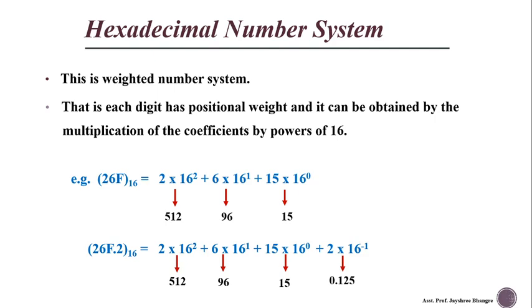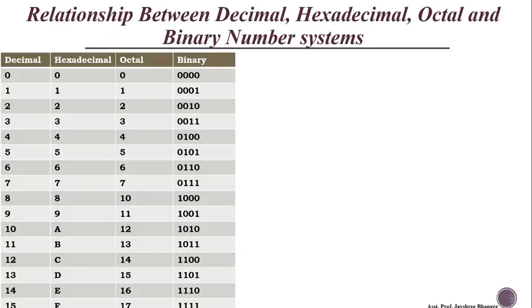For the fractional part, negative powers are used, and for the integer part, positive powers of 16 are used. So what is the relationship between the decimal, hexadecimal, octal and binary number systems? Here a table is given. I have written the decimal numbers from 0 to 15, and then the hexadecimal numbers are given.